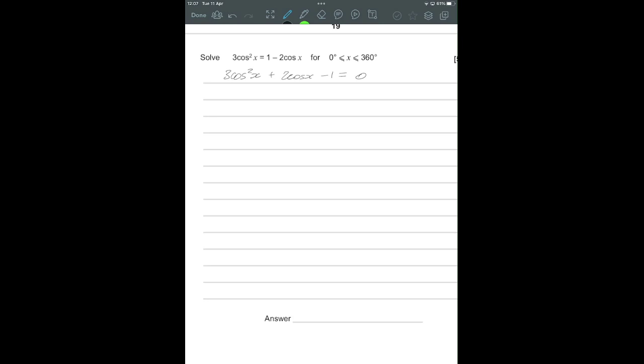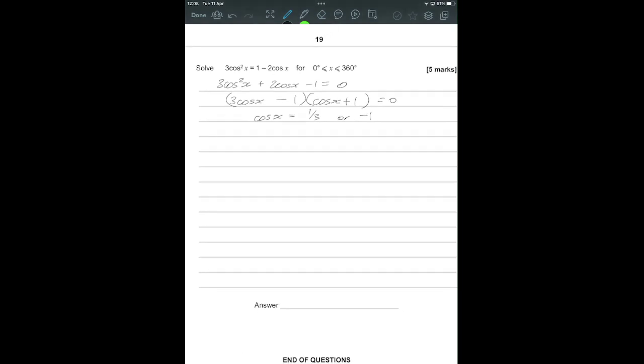Does that factorise nicely? It must do, with a 2 in the middle and a 3 over here. Well, the only way to make the 1s is with a 1 and a 1. I want a positive 2 in the middle, so let's have cos x plus 1 and 3 cos x minus 1. If I were to expand that out, I get a 3 cos x and a minus cos x, which gives me the 2 in the middle, and that's happy. So therefore cos x equals, from the first bracket, a third, or negative 1.